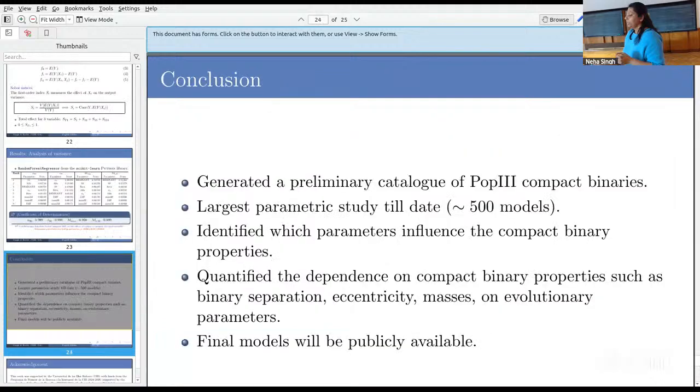So the conclusions are that we generated a preliminary catalog of optically compact binaries, and this is the largest study done till date. We have models existing already, but not so many for us to do a full parametric study. We identify the parameters which influence the compact binary properties. We also quantified these effects, and when these final models are ready, they will be publicly available.